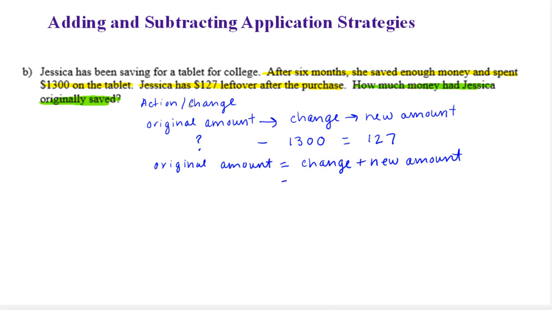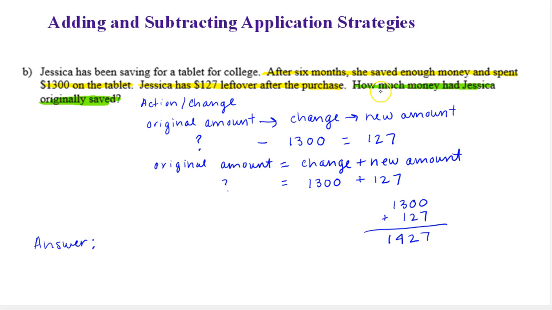So if we need to rewrite it, we can write it as addition. We have the change, $1,300 she spent, plus how much she has left over equals how much she originally had. Okay, so this is the structure of the problem. So now let's solve this using place value. We want to add 1,300 plus 127. 0 ones and 7 ones is 7. 0 ones and 2 ones is 2. 0 tens and 2 tens is 2 tens. 3 hundreds and 100 is 400. And 1000 is 1000.